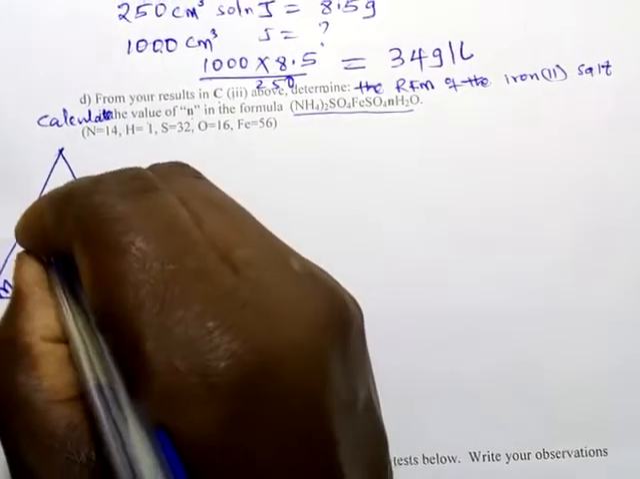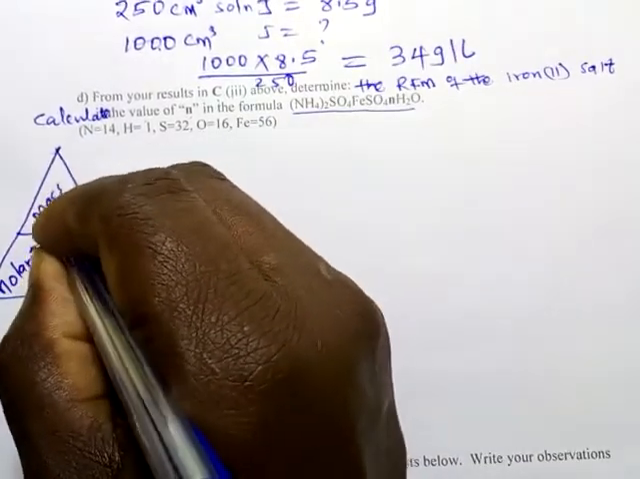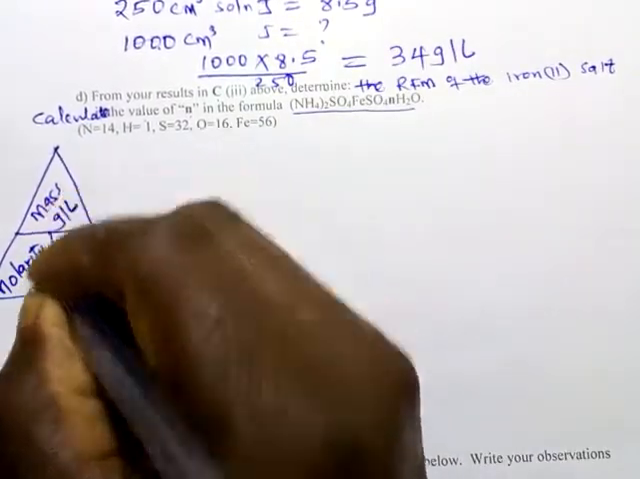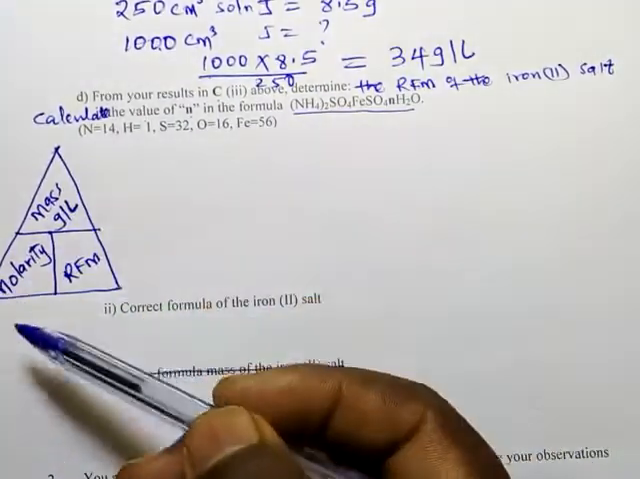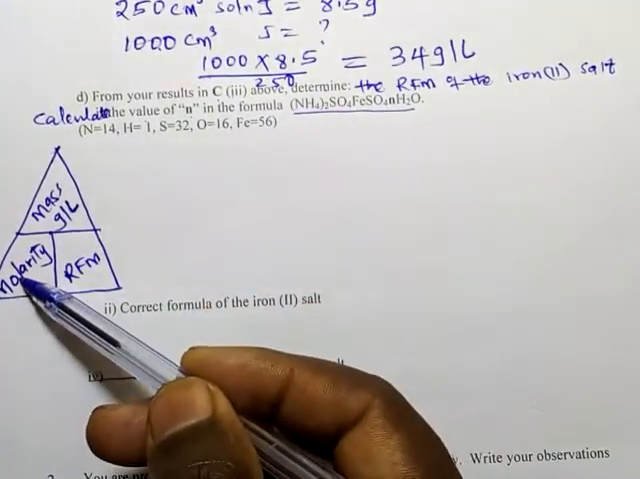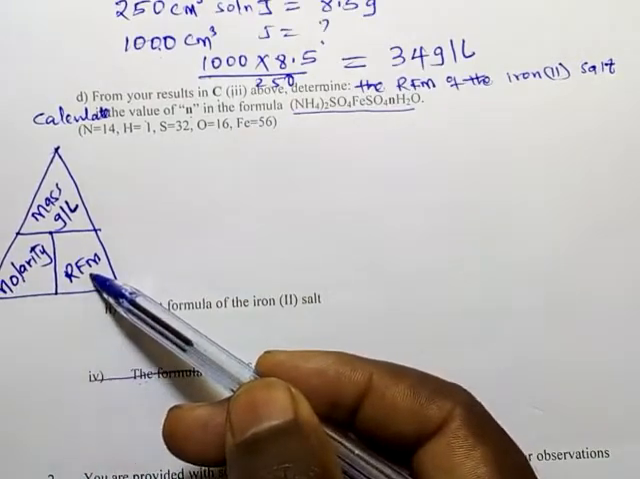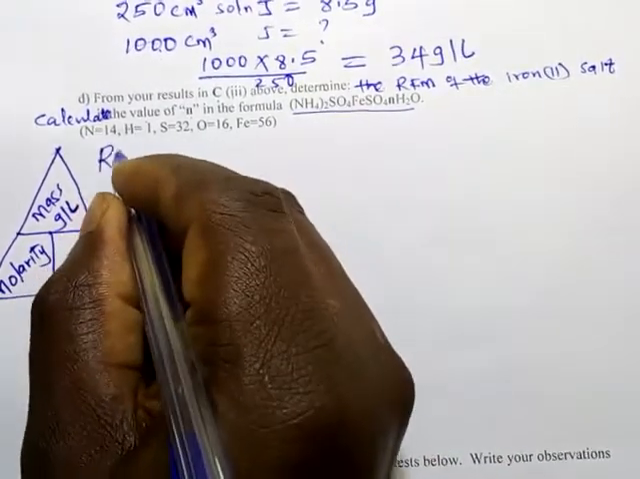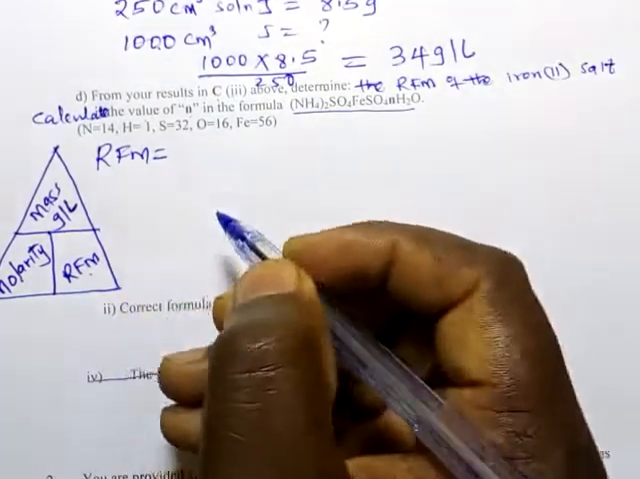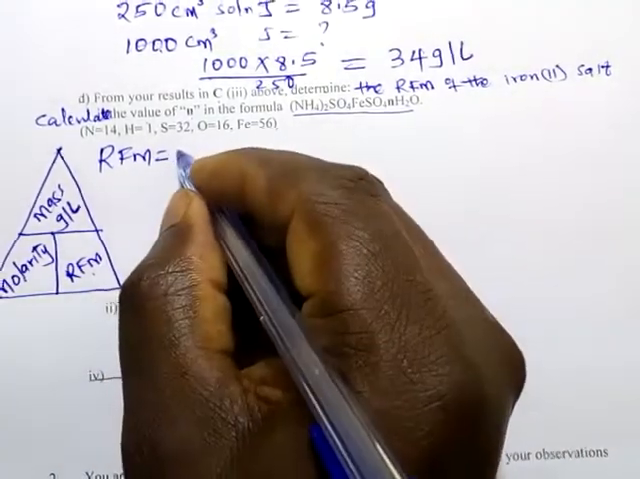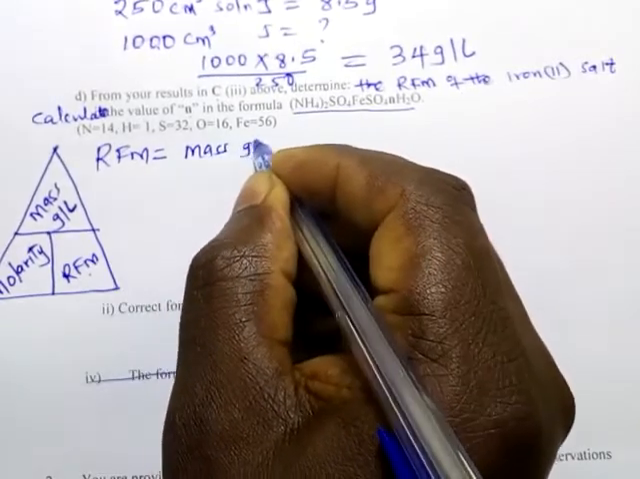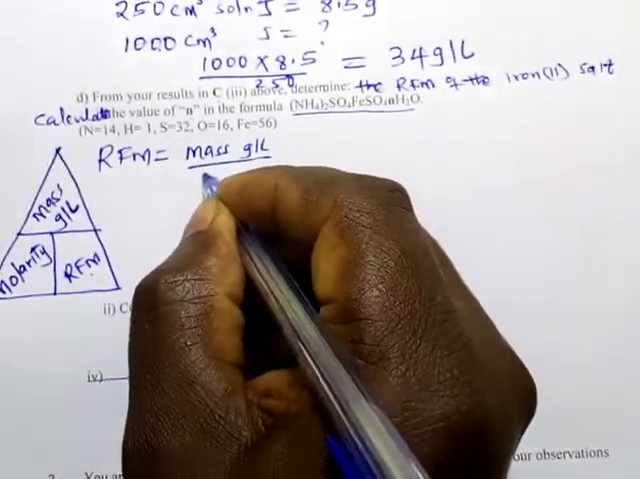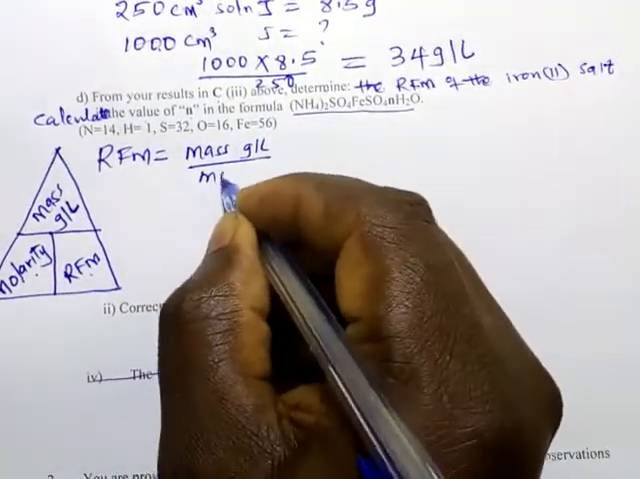RFM is mass in grams per liter. Once you have the mass in grams per liter of a substance and you have the molarity of that substance, you will get the RFM very easily. So RFM is equal to mass in grams per liter divided by molarity.